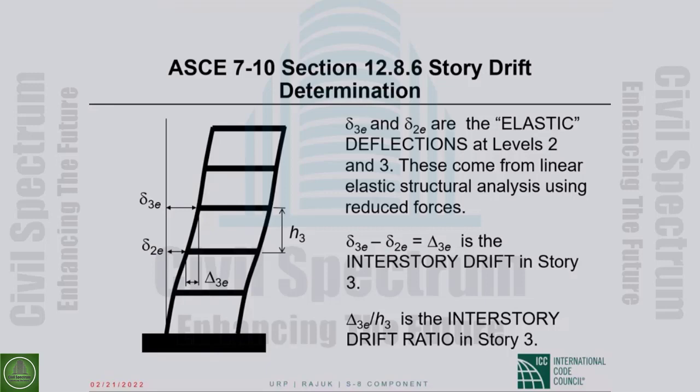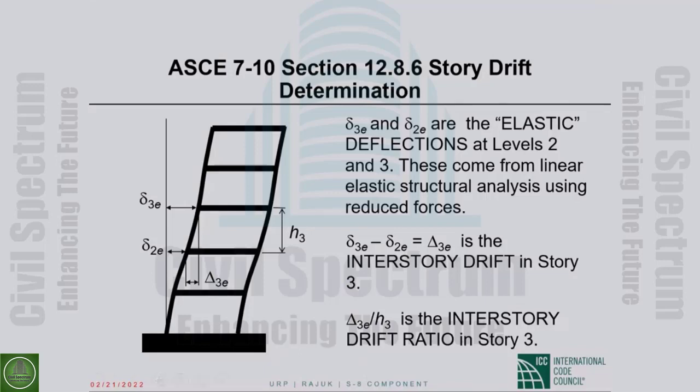Okay. The capital delta sub 3E is interstory drift in story 3, and it is elastic interstory drift. Okay. If we divide this delta sub 3E by the story height of the third story, H3, that is called interstory drift ratio.